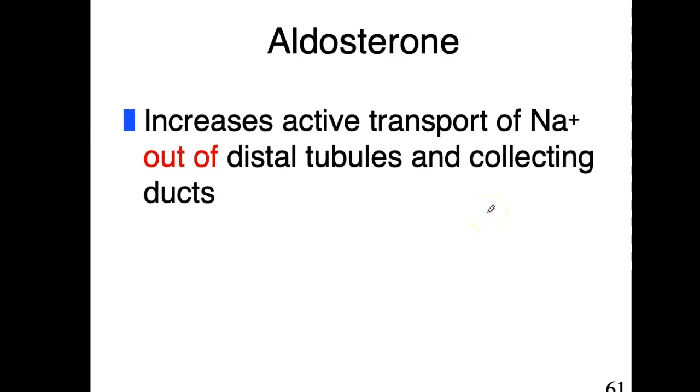Okay, that was all for vasopressin or ADH. Now let's look at the second one, aldosterone. What does that do? Aldosterone increases the active transport of sodium out of the distal tubules and collecting ducts.